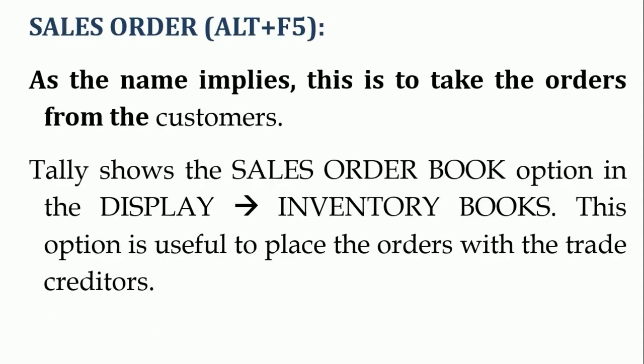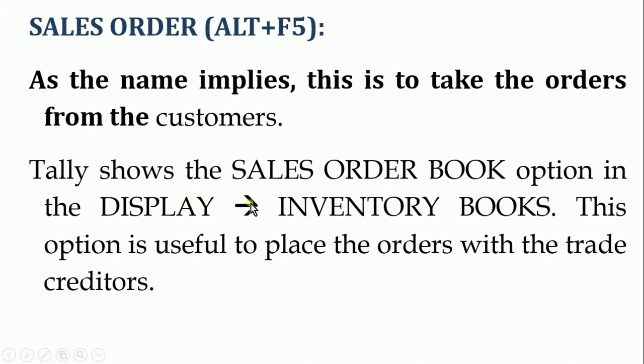Sales order. Alt plus F5 is the shortcut. As the name implies, this is to take the orders from the customers. Same as a purchase order, but in a purchase order we place orders to the creditors. Here we will take the orders from the debtors, that is customers. First we will take the order, afterwards maybe we will arrange the items, then we will sell the goods to customers. That concept we call a sales order. This is just like an order note from the customers.